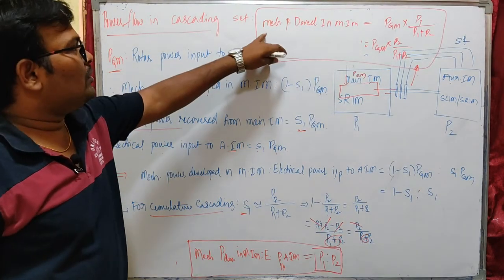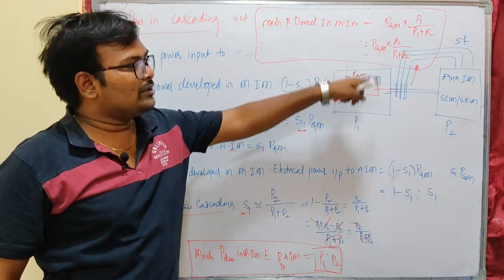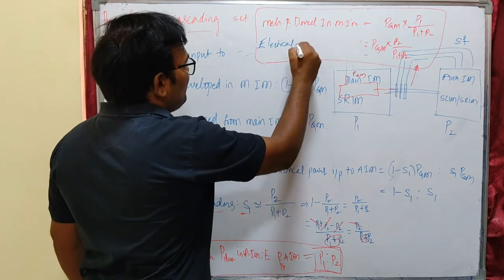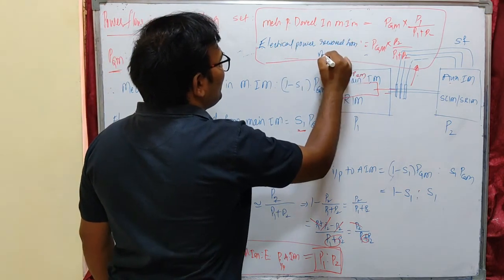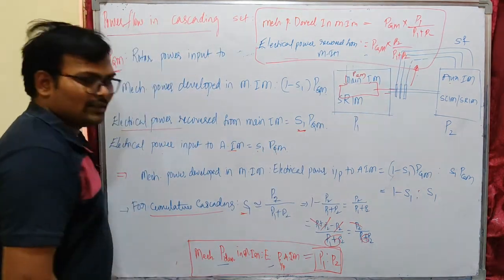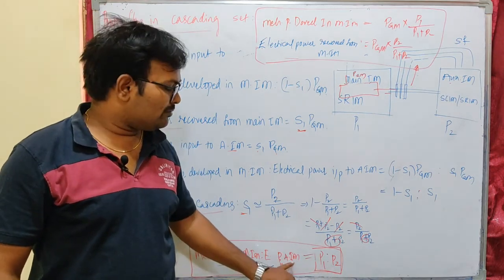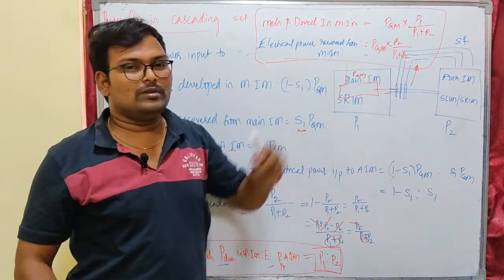This is the mechanical power developed in the main induction motor, which is PGM into P1 by P1 plus P2. And what is the electrical power recovered from the main induction motor? It is PGM into P2 by P1 plus P2. So this is the electrical power recovered from the main induction motor, which is to be supplied to the auxiliary induction motor.